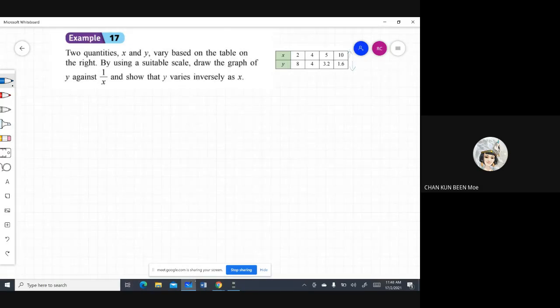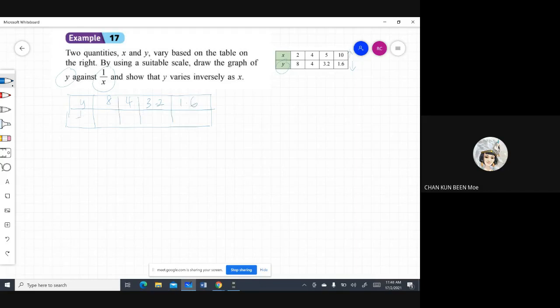So you already have y, but you don't have 1 over x, right? Therefore, you have to draw a table to represent the value of 1 over x. For y, we are just going to copy down 4, 3.2, and 1.6, copy down everything. Then you find the value of 1 over x.